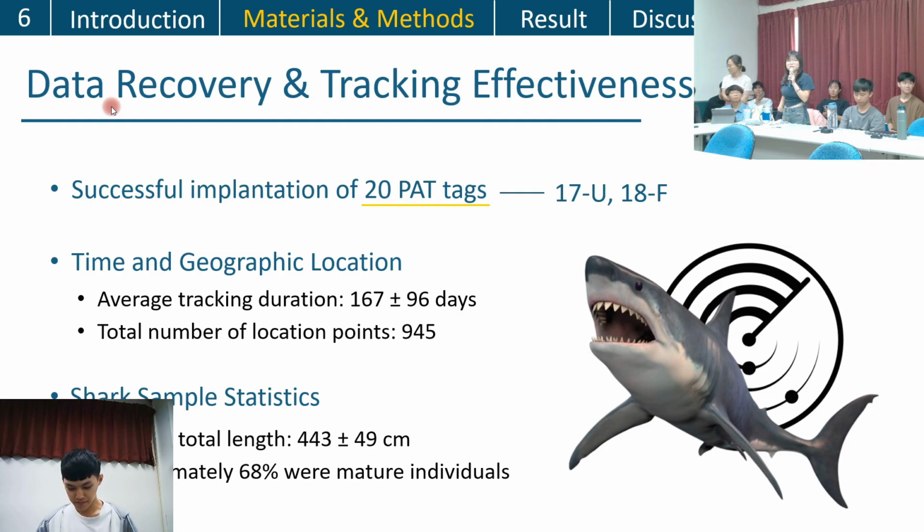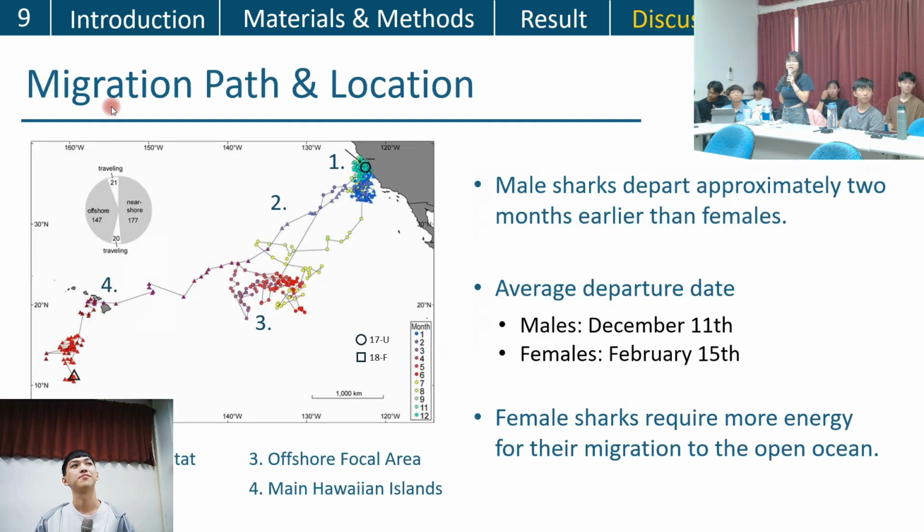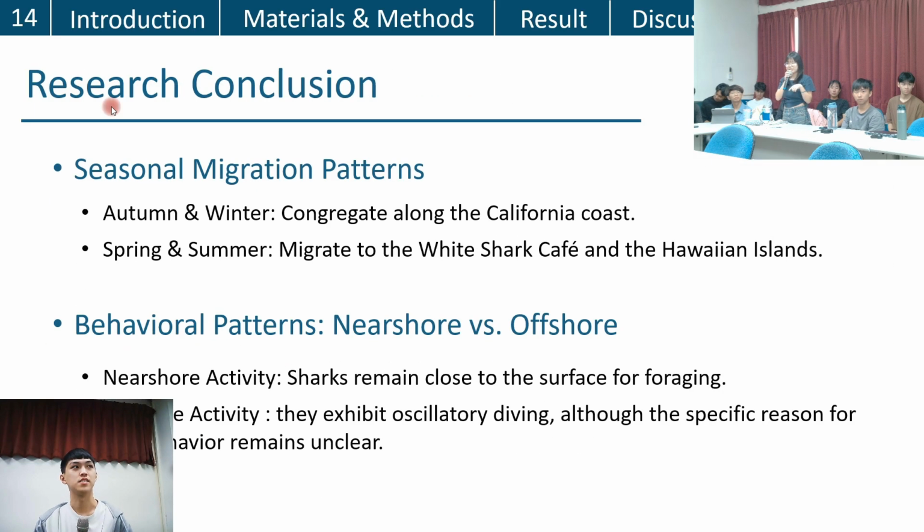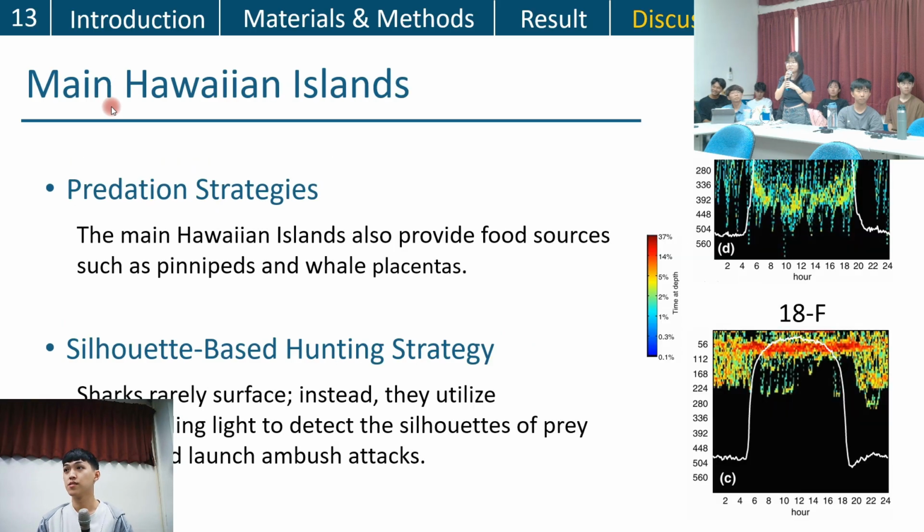In the conclusion, you say that the white shark will attack its prey from the deeper ocean, but in the White Shark Cafe it's different, right? Yes. Why do they do that? Because in Hawaii, the pinnipeds just swim on the surface, so the sharks stay near the surface. But in the core area, they can only eat fish, so they need to dive to deeper sea and eat.